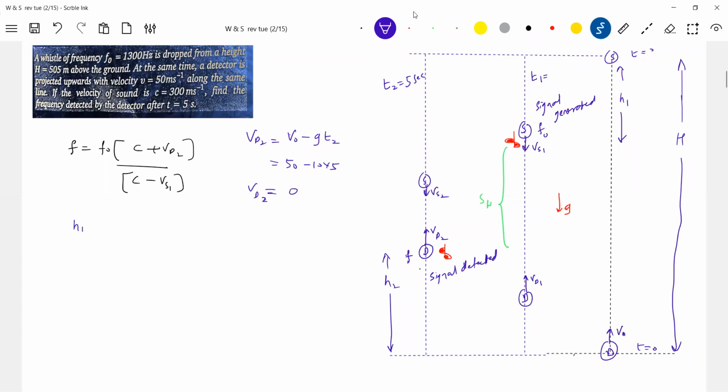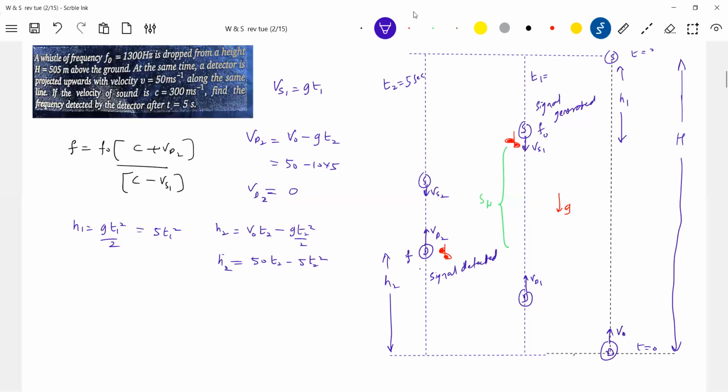Can we calculate H1 first? GT1 square by 2, or 5 T1 square. Can we calculate H2? H2 equal to V0 T2 minus GT2 square by 2. V0 is how much? 50 T2 minus 5 T2 square. Then what is the velocity? Anyway, VS1 is needed, and VS1 will come only when you know T1. Then if you substitute, our answer will come.